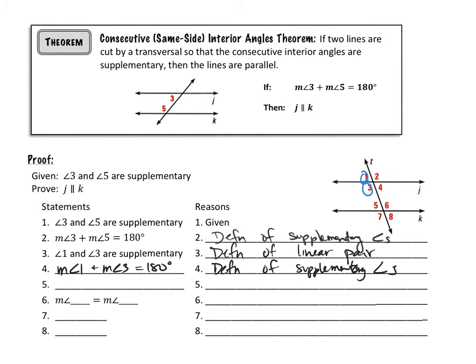Now I have two equations where both things equal 180 degrees. I have the measure of angle 3 plus the measure of angle 5, and I have the measure of angle 1 plus the measure of angle 3, both equaling 180 degrees. And so, based on the transitive property of equality, because these are equal signs, not congruency symbols, I can say that the measure of angle 3 plus the measure of angle 5 equals the measure of angle 1 plus the measure of angle 3.